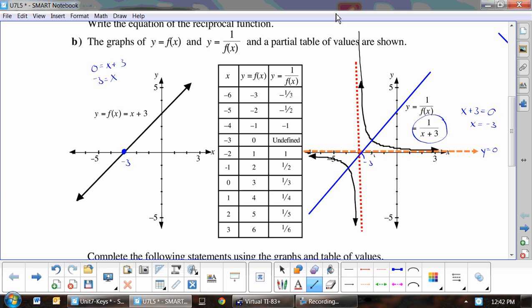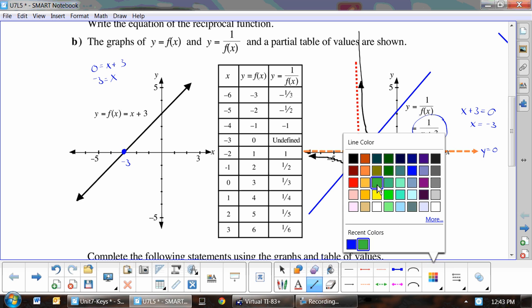Okay? So some other things that we have to notice when we're doing these reciprocal functions is that if we put our original and our reciprocal on the same graph, like we have here, we notice that it intersects at 2 points. Okay? And if we look at that, we can look at where it intercepts. So we'll go like this.